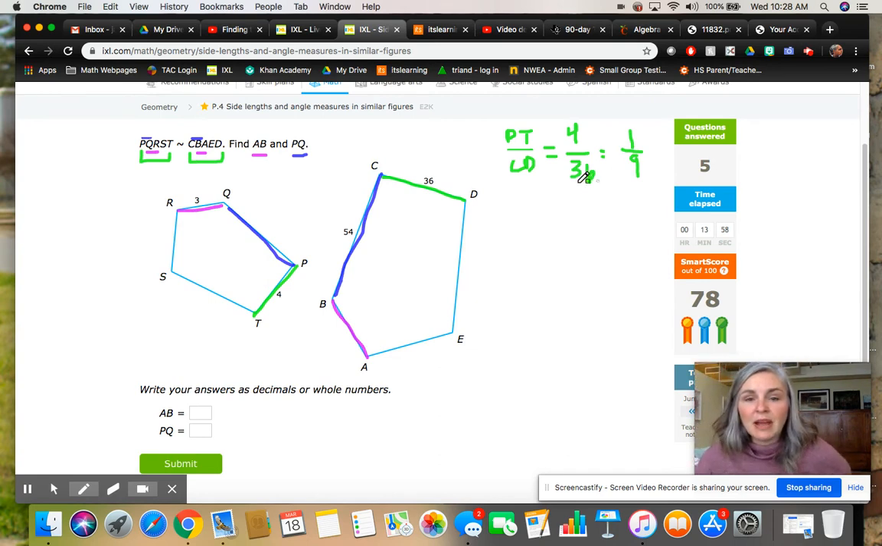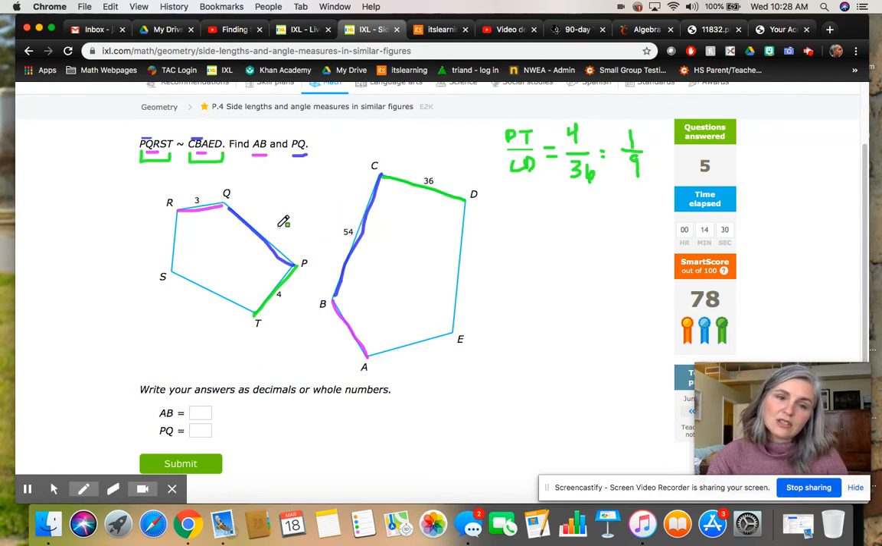Okay, and so what we're saying here is that if I multiply these side lengths times 9, I would get these side lengths. Or if I take 1/9 of these side lengths, or divide by 9, I will get these side lengths, right? Because 36 divided by 9 is 4, and 4 times 9 is 36. So that's the concept I'm using in order to be able to find these side lengths, okay?